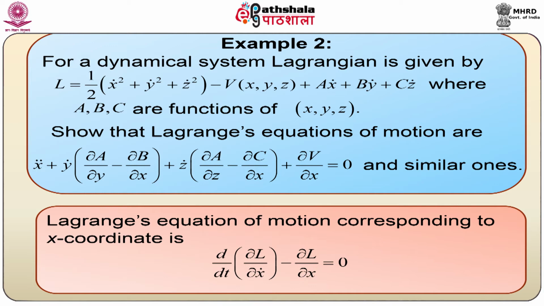Show that Lagrange's equations of motion are x double dot plus y dot into del capital A del y minus del capital B del x plus z dot into del capital A del z minus del capital C del x plus del capital V del x equal to 0 and two similar equations. Here x dot means dx dt, x double dot means d2x dt2.